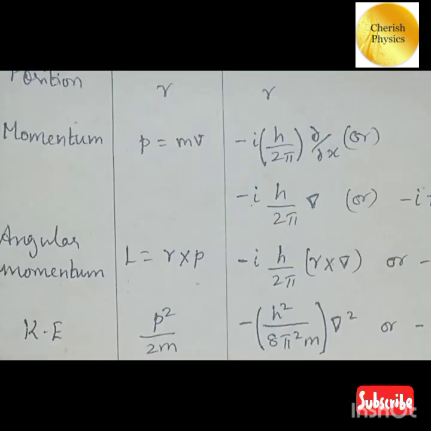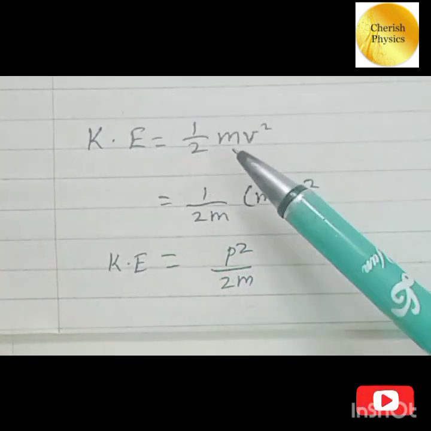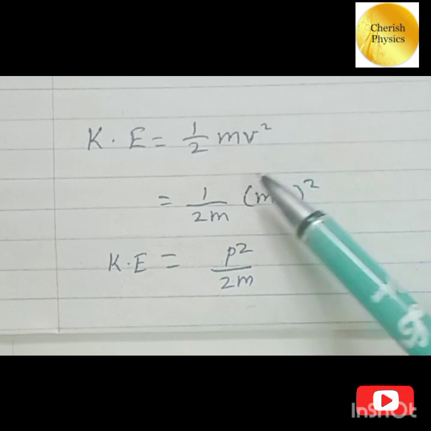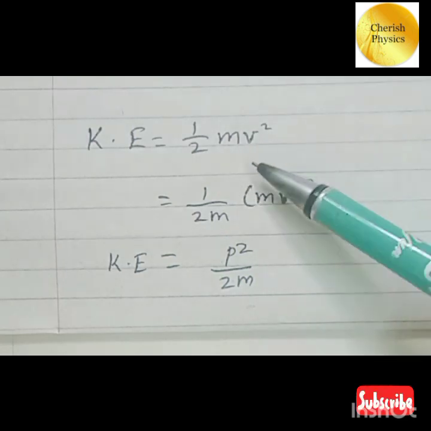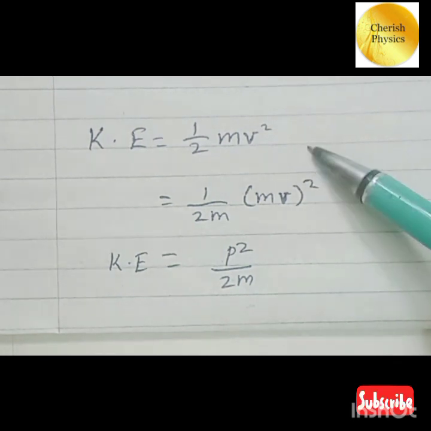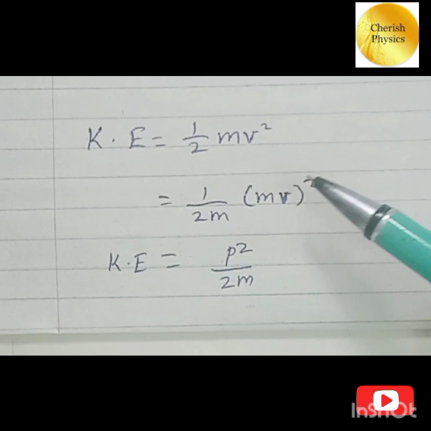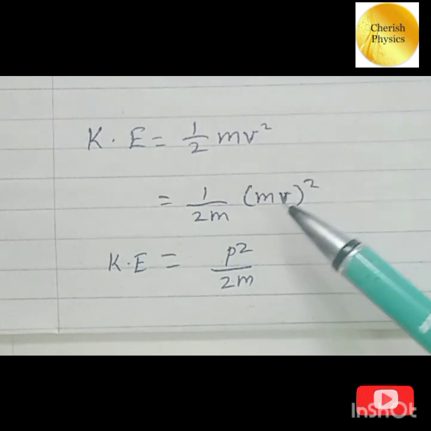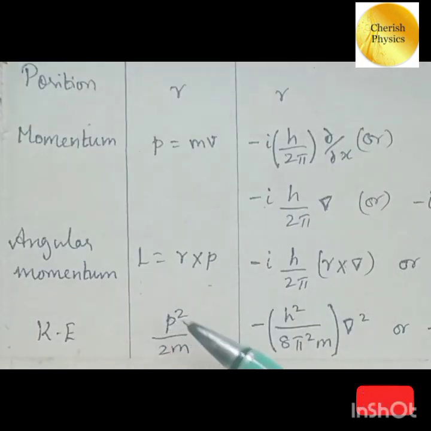The next quantity, kinetic energy. We know the formula kinetic energy equals half mv squared. We are going to write this term in terms of momentum P. So we have to multiply and divide this equation by m. We get 1 by 2m into mv the whole squared. So we know mv is the momentum P. So P squared by 2m. Kinetic energy equals P squared by 2m.